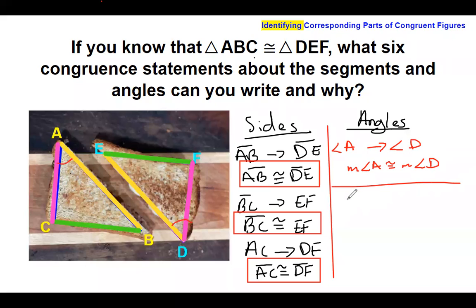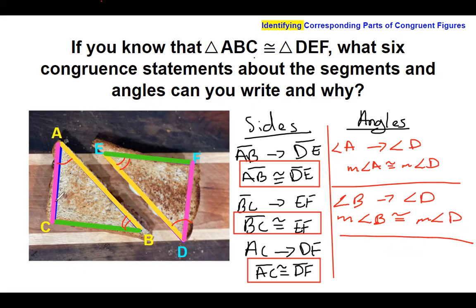All right, let's do the next one. Let's start now with B. B is corresponding to E. So angle B is corresponding to angle E. Therefore, the measurement of angle B is congruent to the measurement of angle E. And the last one, by default, we have our beautiful angle C. It is corresponding to F. So angle C is corresponding to angle F. Therefore, the measurement of angle C is congruent to the measurement of angle F.